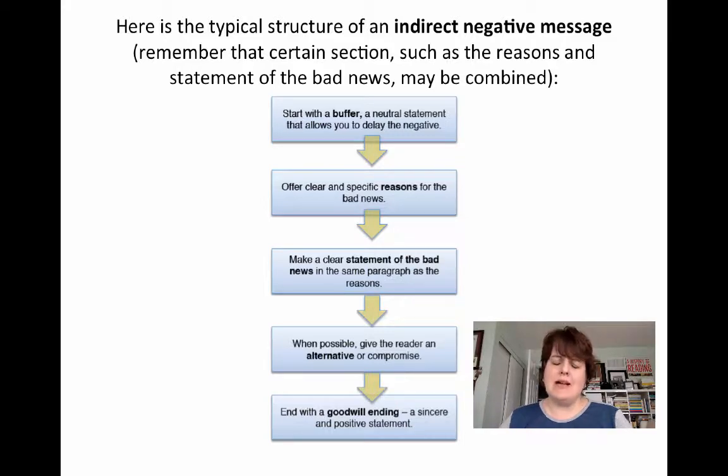Then we finish the last part of an indirect negative message. We finish with what's called a goodwill ending. And this is where we want to end on a positive note. So we want to thank the person. We want to, again, tell them that we enjoyed meeting them. We want to finish the message off on a positive, happier note so that the person goes away feeling at least okay about our relationship.